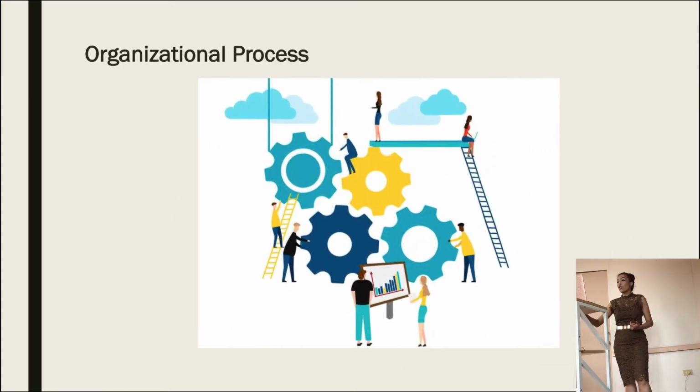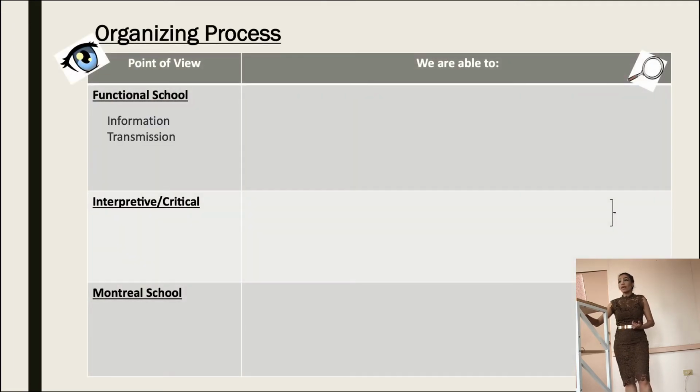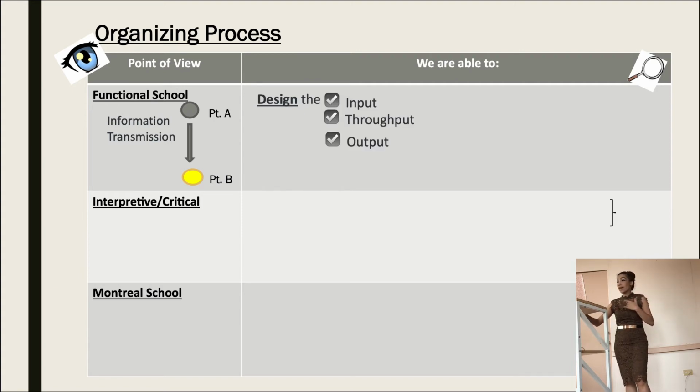Okay, so for process, from the point of view of the functional school, it is seen as information transmission, as we mentioned earlier, point A to point B. Through this, we are able to design the input, whatever you want to put, the throughput, how it is sent, and the output, which is expected adherence.